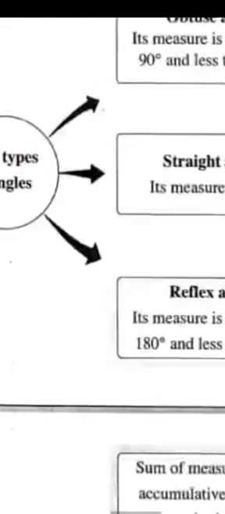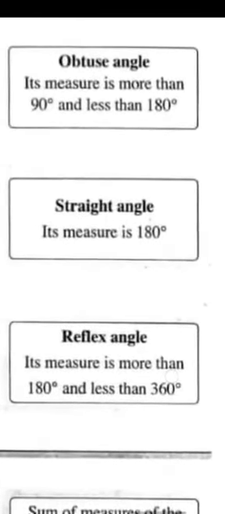Okay? Number 4, the obtuse angle. The obtuse angle is the angle whose measure is more than 90 and less than 180 degrees.